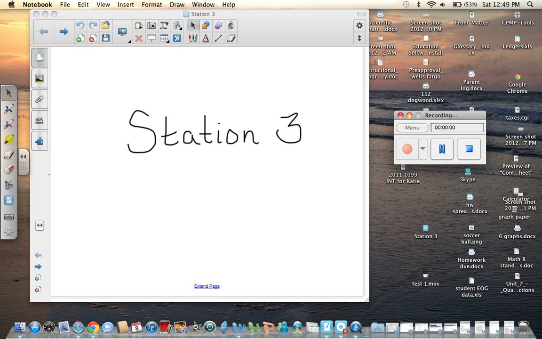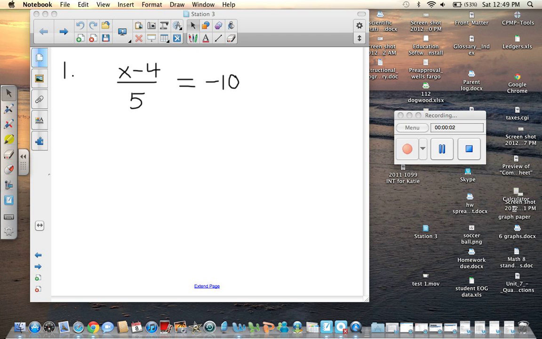This video is over Station 3. When you look at problem 1, what we want to do is box in the x minus 4 because we want to deal with that after we have gotten rid of the denominator of 5. It keeps this problem pretty simple if you get rid of that 5 first.